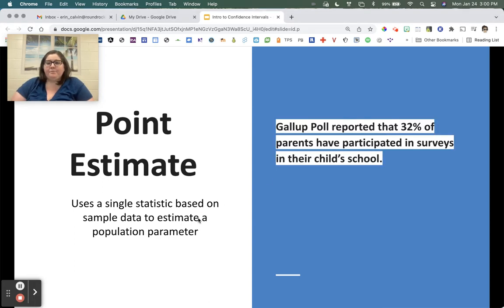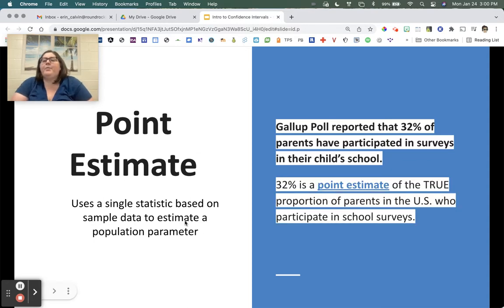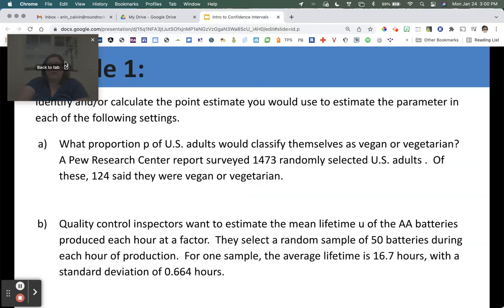So for example, it says Gallup reported that 32% of parents have participated in surveys in their child's school. So they're trying to estimate the true proportion of all parents who participate in surveys. They took a sample, and in that sample, 32% participated in surveys. So we're using that as an estimate. It's a point estimate of the true proportion of parents in the US who participate in school surveys. So it's just one number that is estimating the population.